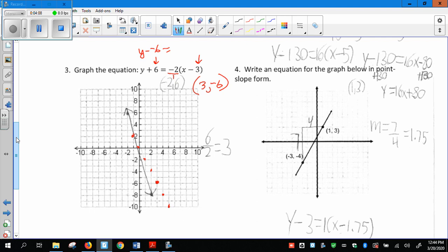And on the last one here, you got your slope right. But then when you pick a point to put in for your x and y, you would put the x coordinate right here. So that 1 goes right there. And that 3, oh, you have that in the right spot. And then the slope, 7 over 4, that goes right there. All right?